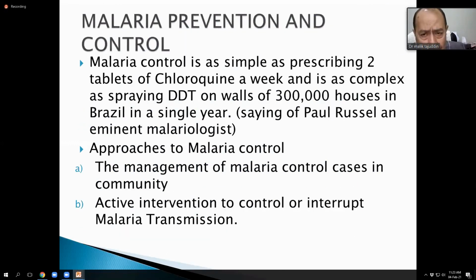Now, applying all that knowledge, we have 3 or 4 slides more on malaria. If you apply the same strategy to the prevention of malaria, you can see there was a scientist, Paul Russell, in Brazil. He was a bacteriologist, but later his work on malaria was enormous, so he was called a malariologist. Malaria is the only disease which has killed more population as compared to all the wars in the history of humans.